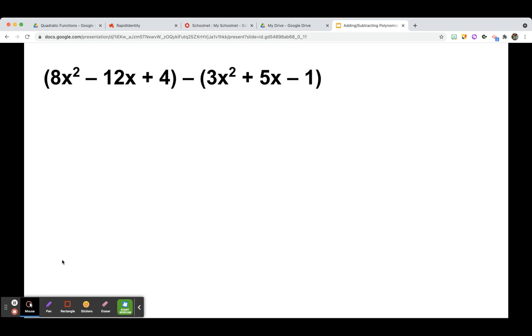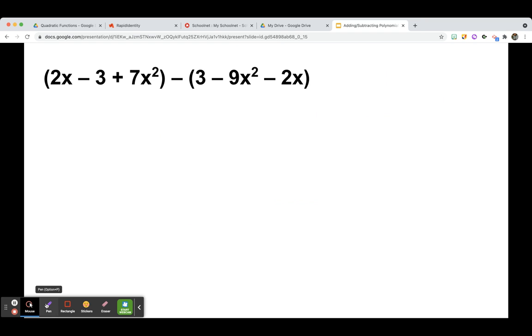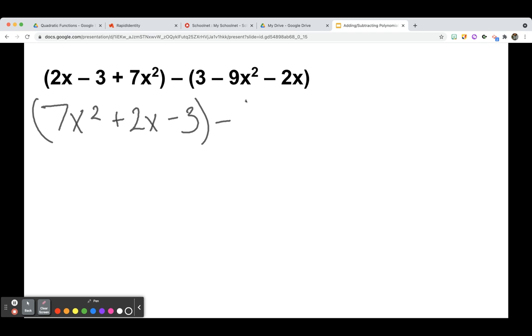Okay, let's go through a couple more here. Okay, this one unfortunately is not in order. So the first step that you all need to take is putting them in order. So my first set of parentheses, I need 7x squared out front plus 2x and then subtract 3. On my next set of parentheses, I need the negative 9x squared out front plus subtract 2 and then the positive 3. Okay, I don't like the subtracting way. It is not one of my favorites.